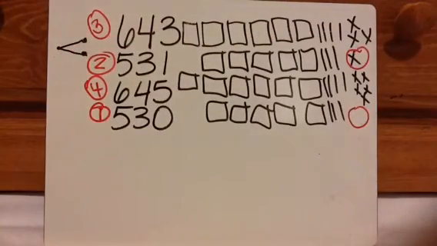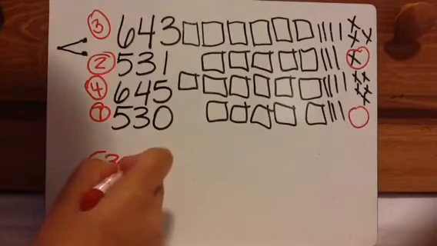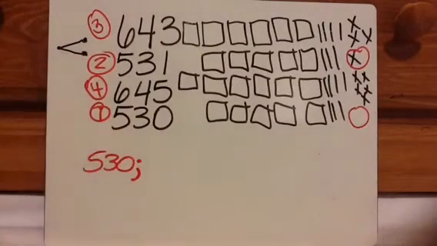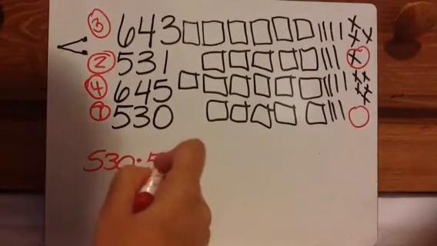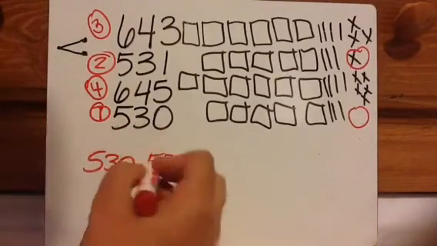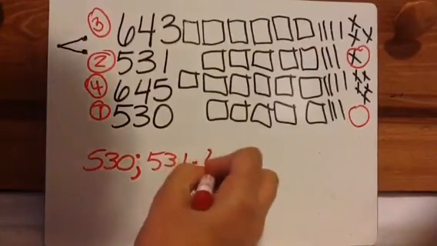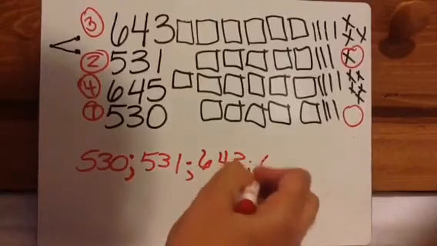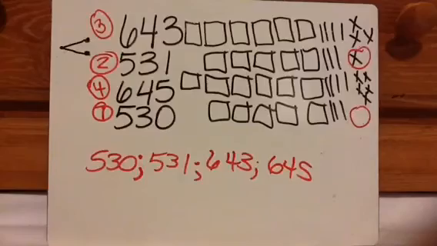And the question said put it in order from least to greatest. So least would be 530. And I usually do a comma with a dot on top. That's called a semicolon. That separates numbers. Don't do commas because it's going to make it look like that's a number. Like 530,531. This tells me 530, that's 531. And then 643, and then 645.